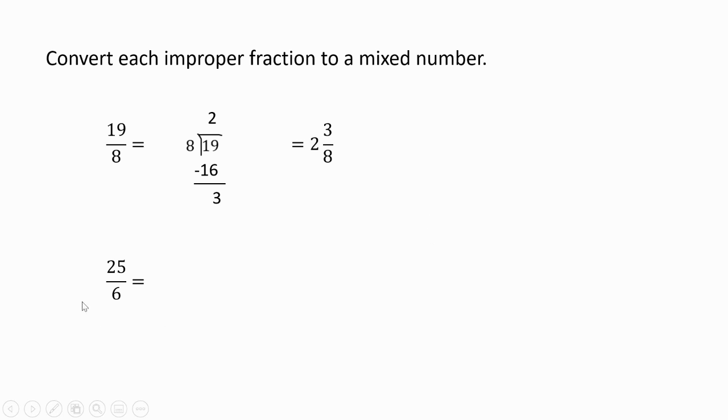Okay, let's do another one. So I do division. How many times does 6 go into 25? It goes in there 4 times, gives me 24. Subtract that, so my remainder is 1. That's my new numerator. I still have the same denominator of 6. And then there's my whole number, 4 and 1/6.